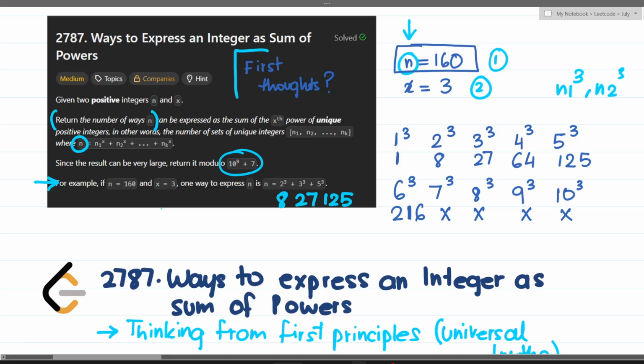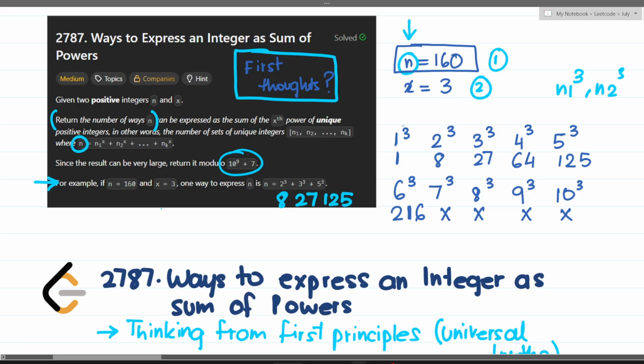So the first thing when I read the problem statement is, okay, let's take all the integers that I have and calculate what their power is. So for example, 1 to the power 3, 2 to the power 3, 3 to the power 3, so on and so forth.